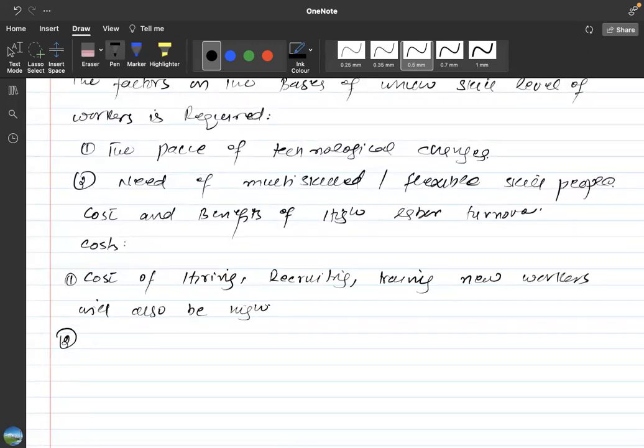Second, if the labor turnover is high, it means the output level will be poor. People will leave in the middle of work, where will the output come from? The output level will be poor, the customer service will be poor.